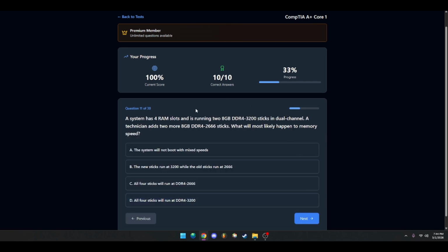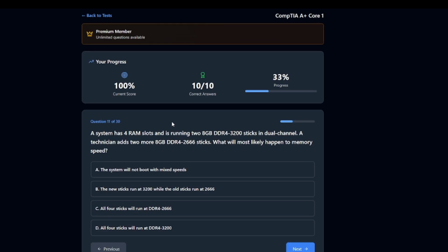Question number 11. A system has 4 RAM slots and is running 2 8GB DDR4 3200 sticks in dual channel. A technician adds 2 more 8GB DDR4 2666 sticks. What will most likely happen to memory speed? This one's a little more tricky. I'll give you guys a moment.